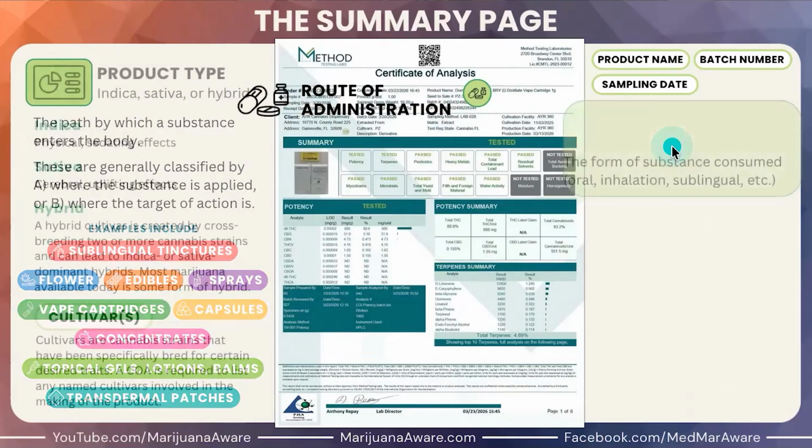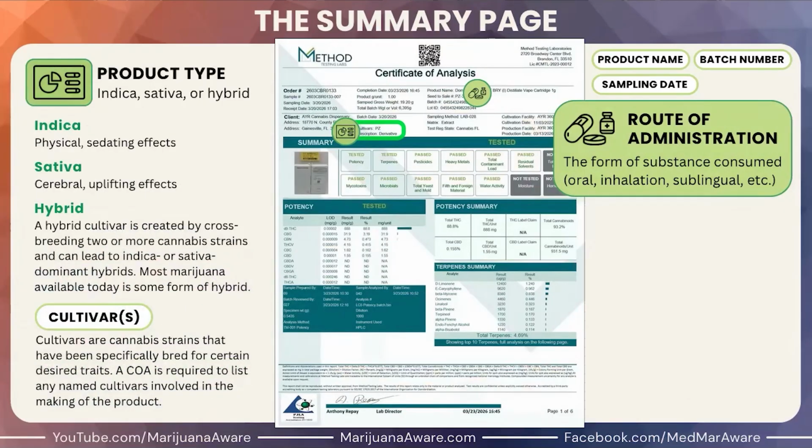Now, what we're looking at specifically is we're also looking at the product type. And what we mean by that is there are different types of cannabis. They have attributes, and the attributes can be physically sedating, which they call indica. They can also be uplifting, which they call sativa, or it can be hybrid, which is a combination of both.